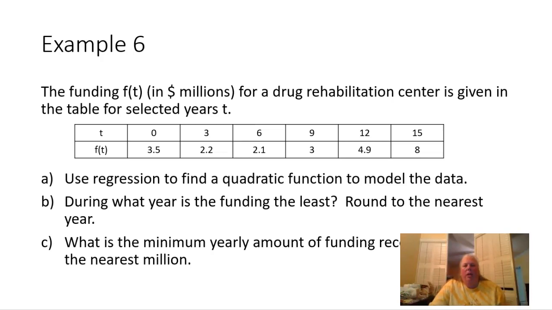Example 6. The funding F of T in millions of dollars for a drug rehabilitation center is given in the table for selected years T. A. Use regression to find a quadratic function to model the data. So we're going to need to pull up Desmos to help us with this, because Desmos is going to give us our quadratic regression equation.